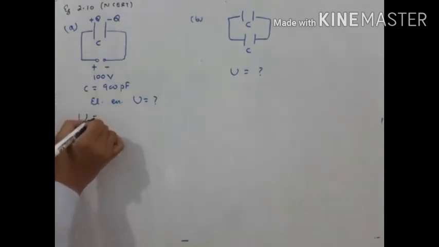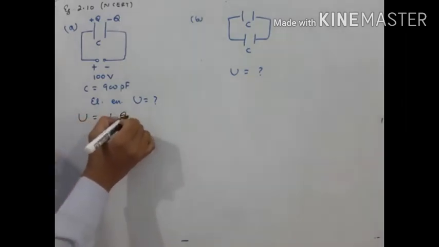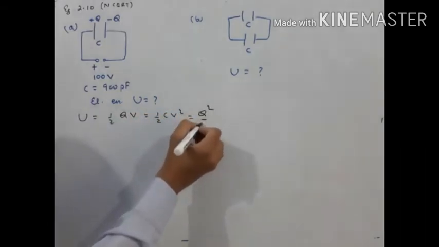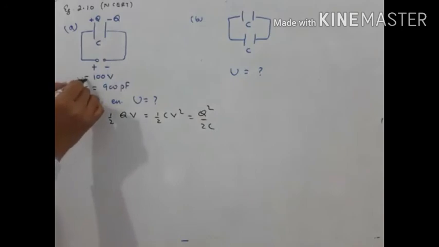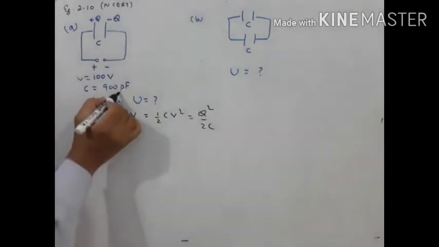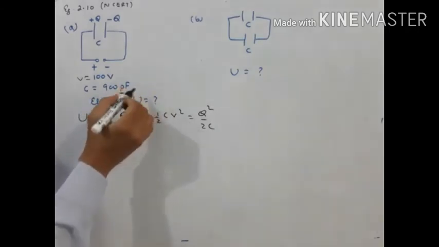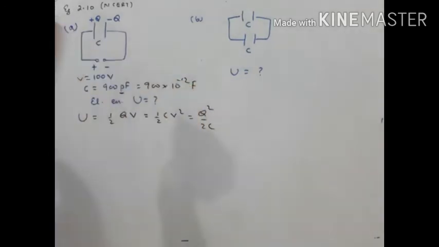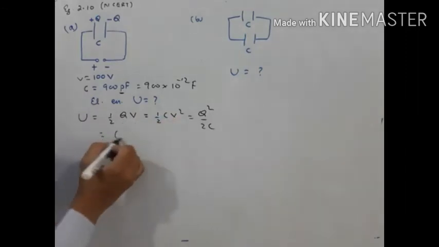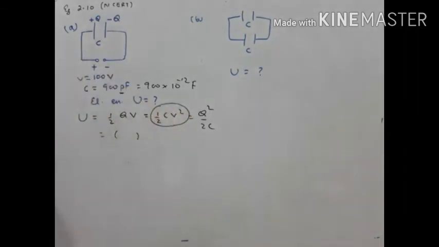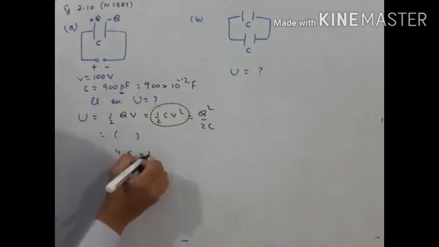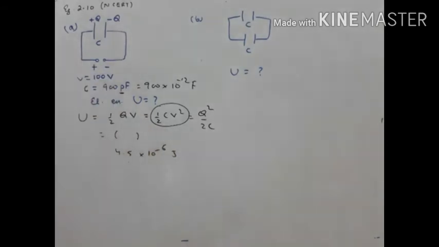Electrostatic energy U is given by any of these three formulas: half QV, or half CV squared, or Q squared upon 2C. Now here V is given and C is given. C is given in picofarad. Pico means you have to multiply by 10 to the power minus 12. So this becomes 900 times 10 to the power minus 12 farad. Put the values of C and V here and calculate the answer. Using this formula, you will get the answer as 4.5 times 10 to the power minus 6 joules.